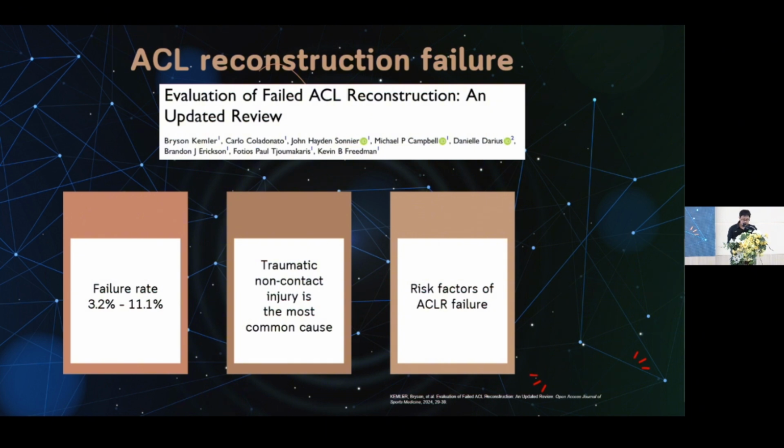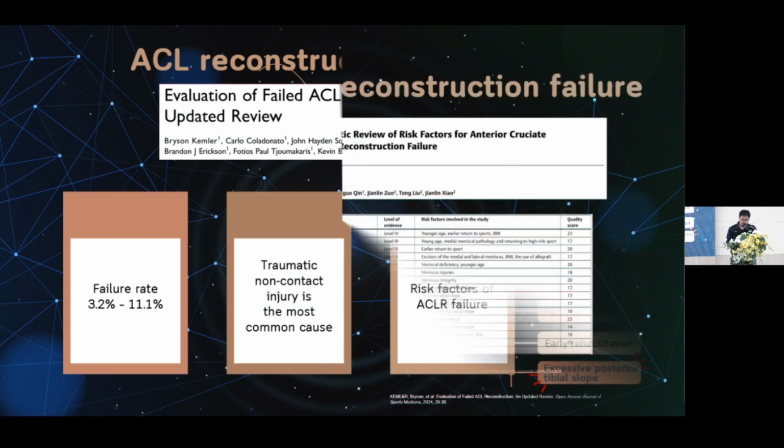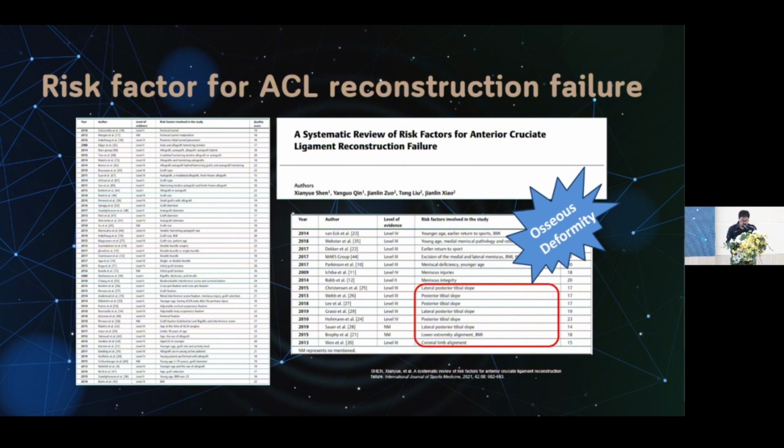There are many factors contributing to ACL reconstruction failure, such as tunnel placement, graft choice, inadequate graft fixation, missed PLC injury, high-grade pivot shift, early rehabilitation, and another important factor, excessive posterior tibial slope. In another study, Xuan Yushun and his colleagues conducted a systematic review to explore the risk factors that lead to ACL reconstruction failure. The study found several factors, and one of these is osseous deformity, such as posterior tibial slope and coronal limb alignment.